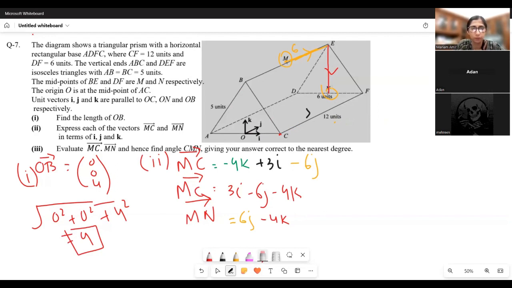Done with part 2. Part 3. Evaluate MC dot MN and hence find angle CMN. Give your answer correct to the nearest degree. So MC dot MN. MC is 3, minus 6 and minus 4, dot 0, 6, minus 4.